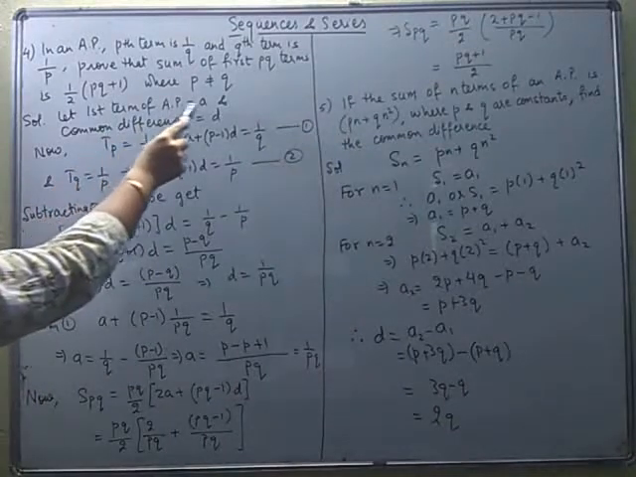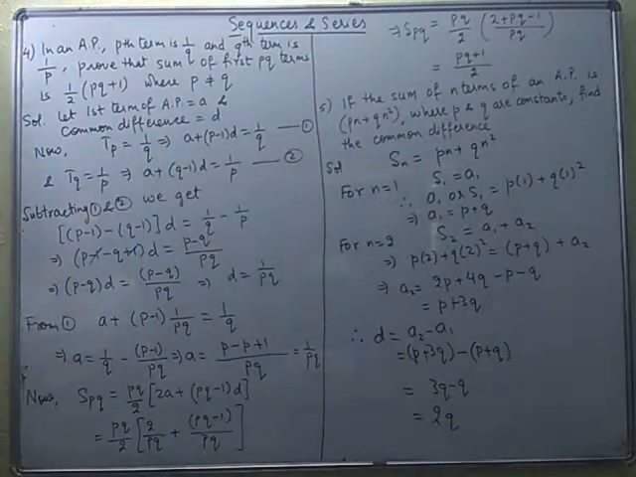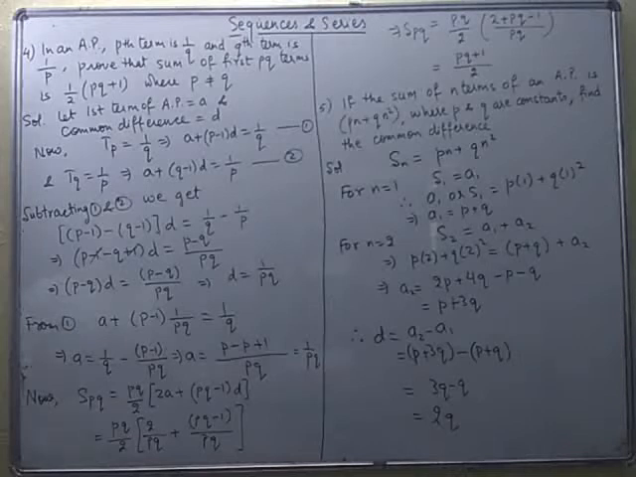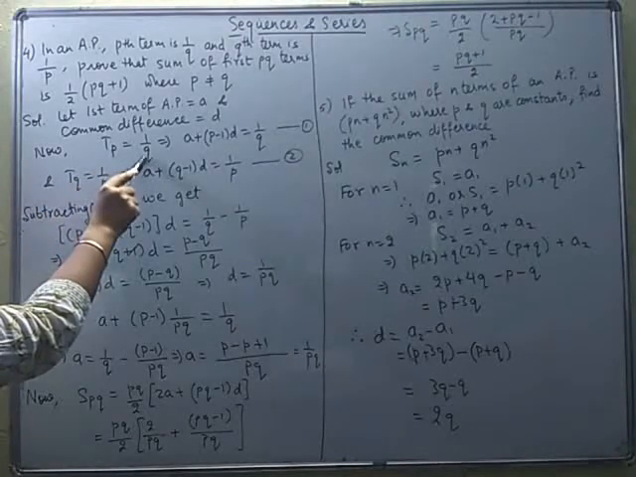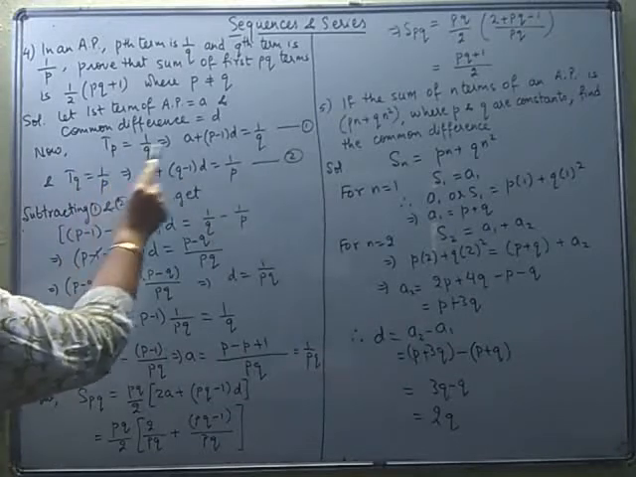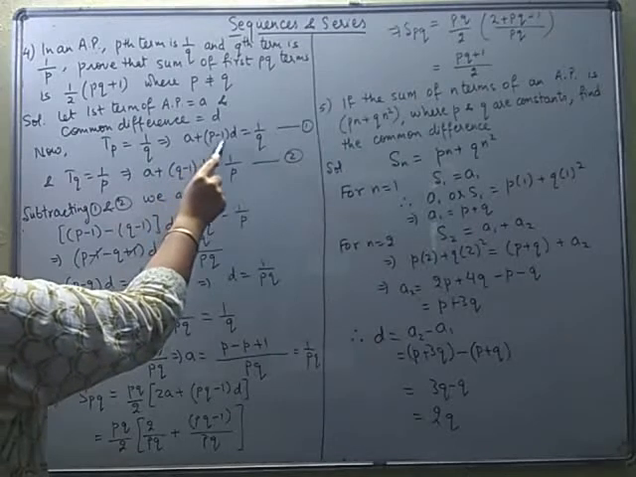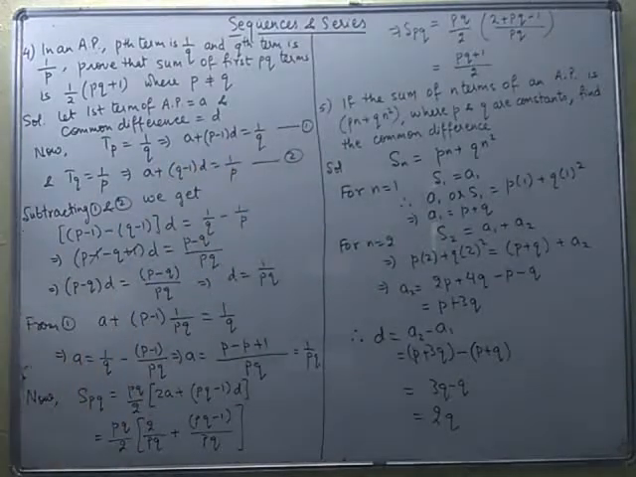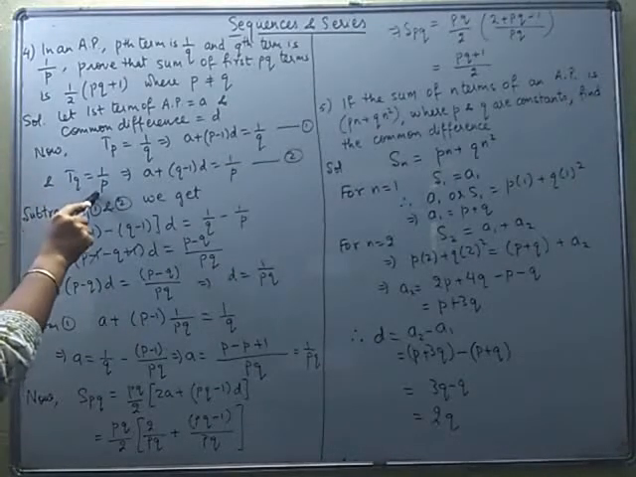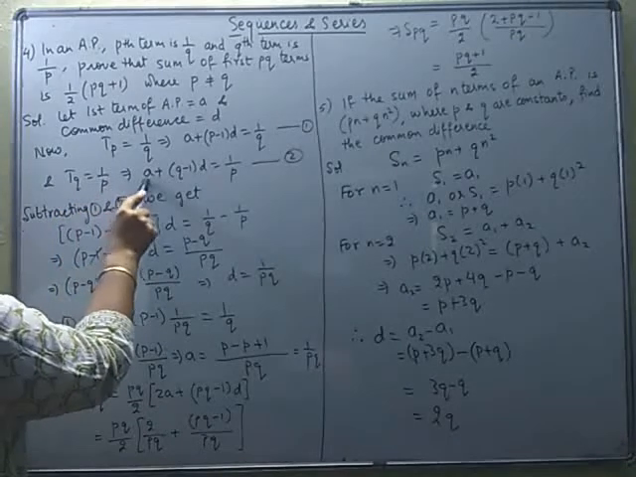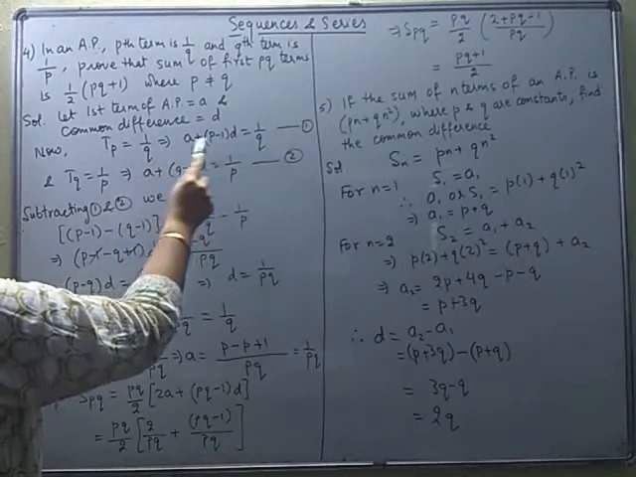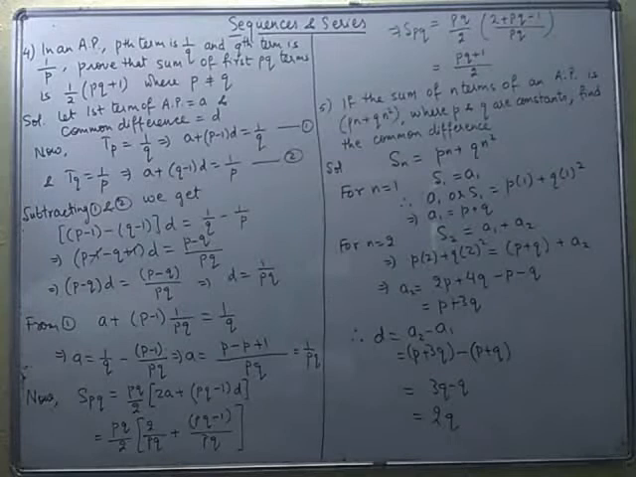So, we can assume that the first term of AP is a and the common difference is d, so that these two terms can be written in terms of a and d. Now the first condition says the pth term is 1 over q. That means Tp is equal to 1 over q, and using the formula for general term, Tp can be written as a plus p minus 1 into d, which is equal to 1 over q. In the same way, qth term is 1 over p. So Tq is equal to 1 over p. That means Tq can be written as a plus q minus 1 into d, which is equal to 1 over p. So this is first equation in terms of a and d. This is second equation in terms of a and d.